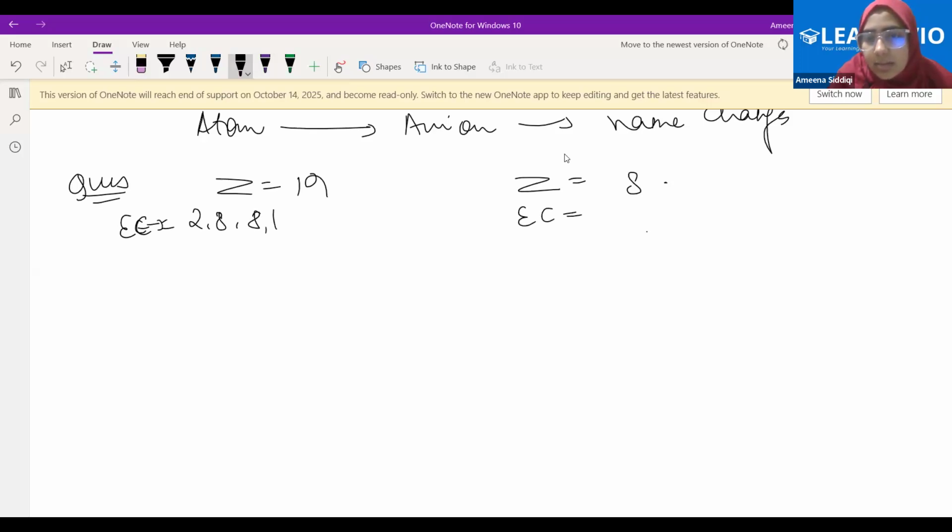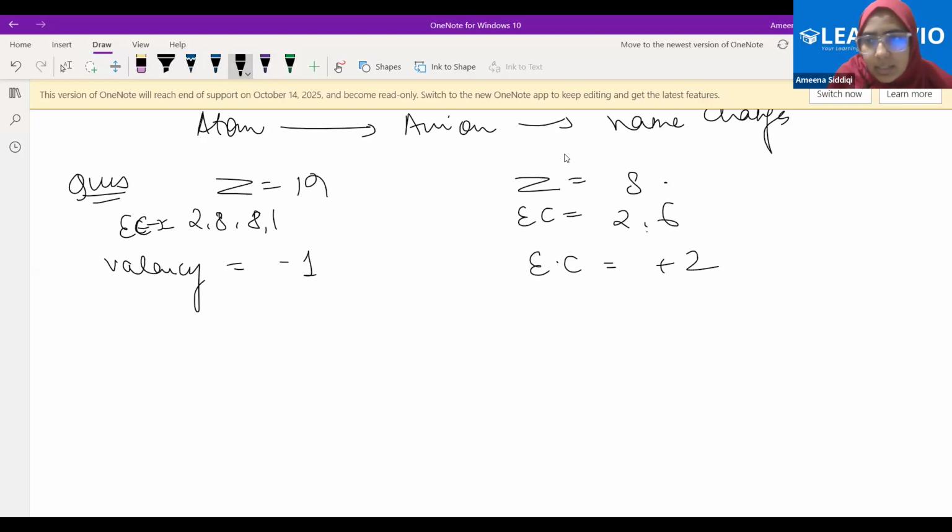For Z equal to 8, the electronic configuration is 2 and 6. What is the valency for Z equal to 19? I got -1. And for oxygen, Z equal to 8, it is positive 2.